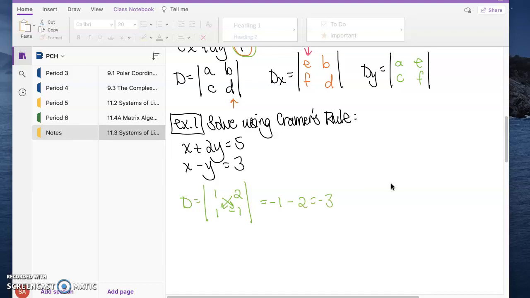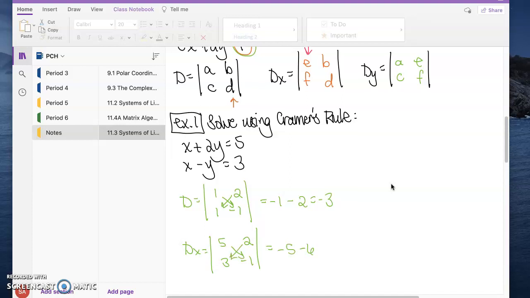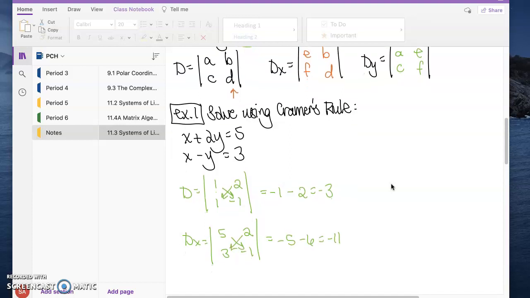For the D sub X, I replace the X column, I leave the Y column alone. And then I multiply across, minus, multiply across. And then for the D sub Y, I replace the Y column, and I leave the X column alone. Multiply across, minus, multiply across.